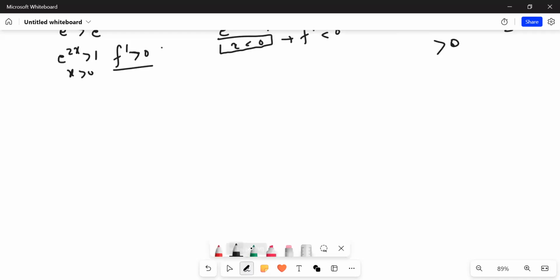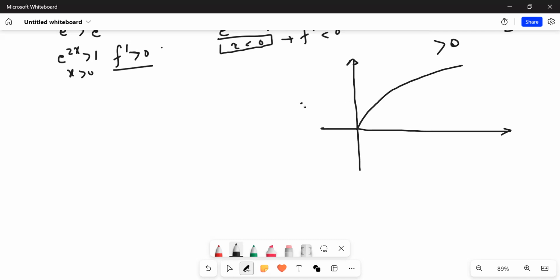Okay, now a little bit of graphs, like root over x. So how do you make a graph of root over x? This is how you make a graph of root over x. This is not defined for all x less than 0, so I'm making the graph for all x greater than 0.